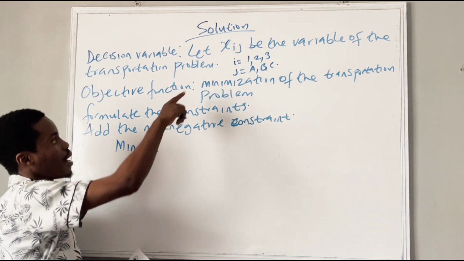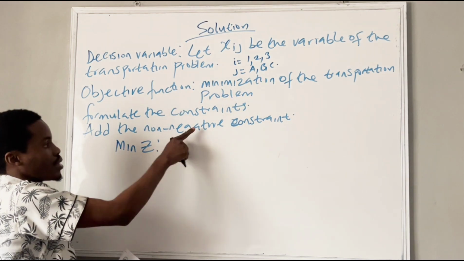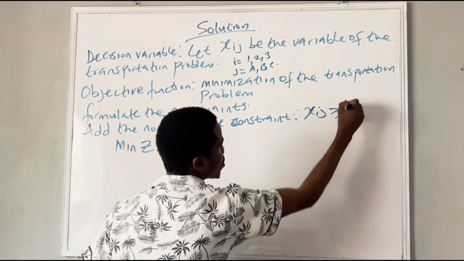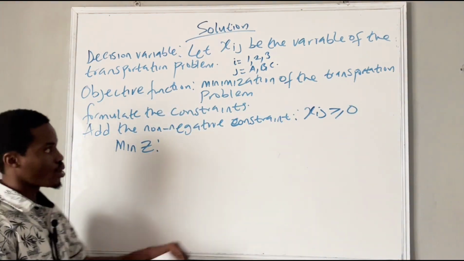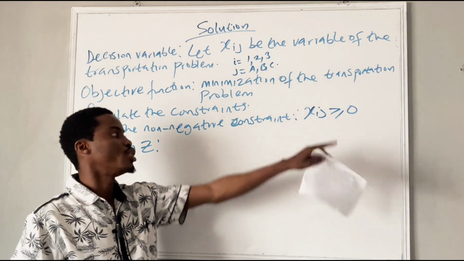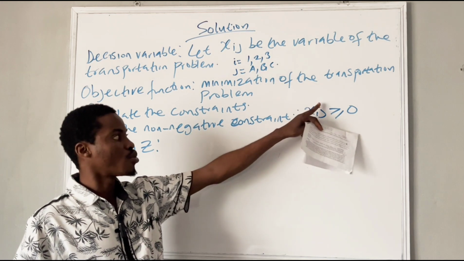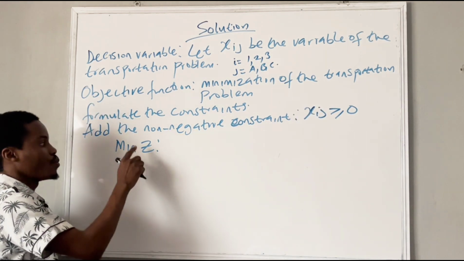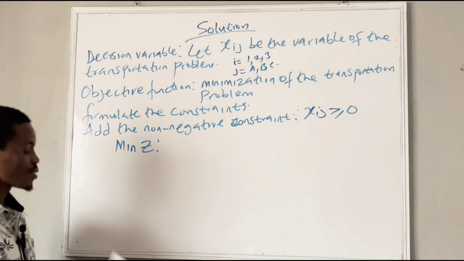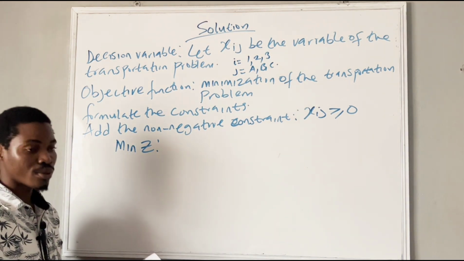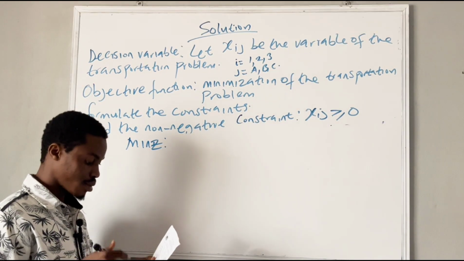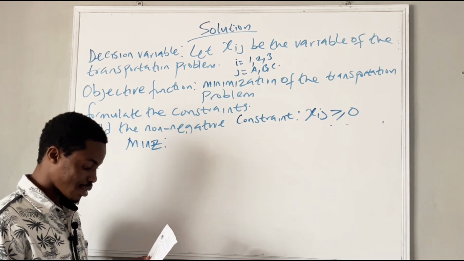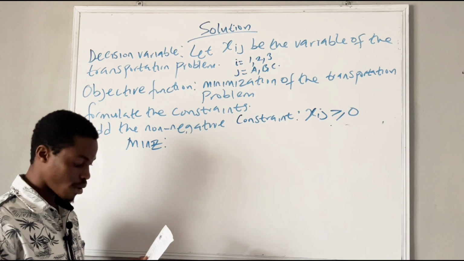So remember that we add the non-negative constraint: Sij is greater than or equal to 0, because we represent our variable as ij, where i runs from 1, 2, 3 and j is for A, B, C. So our minimization of this transportation cost, since we have been given the costs, is Ilorin 10, 8, 7, Ogbomoso 12, 6, 11, then Oyo 12, 5, 4.